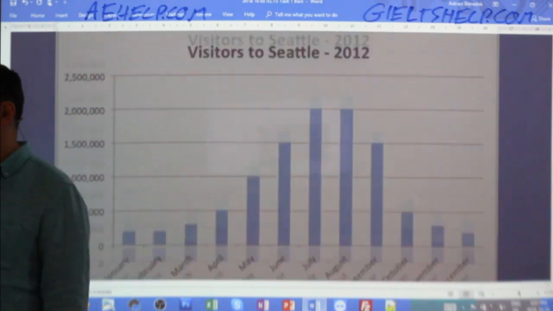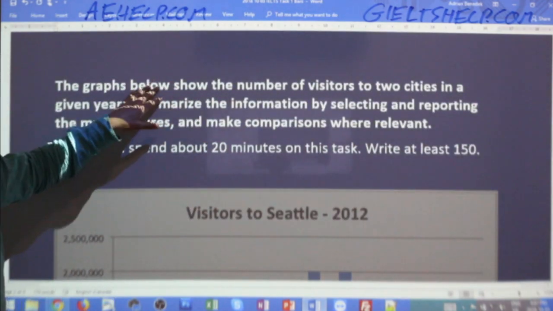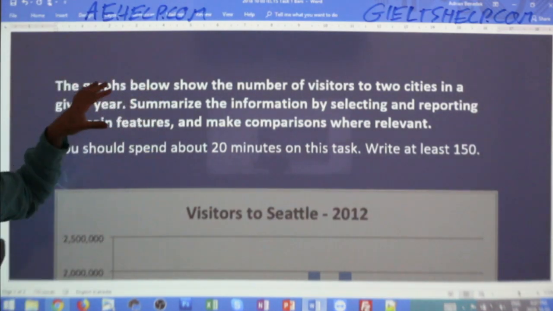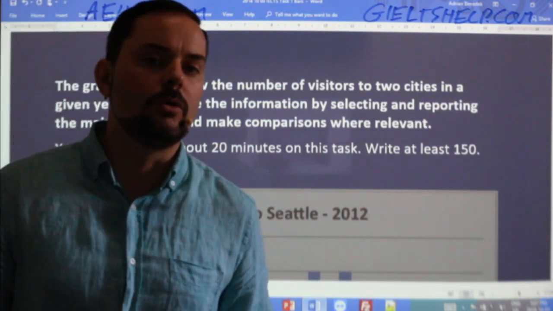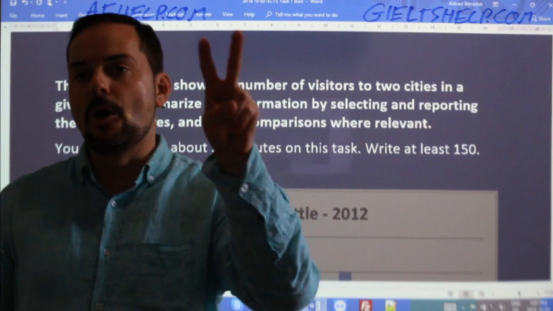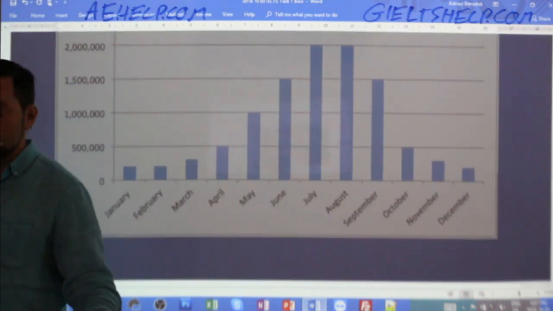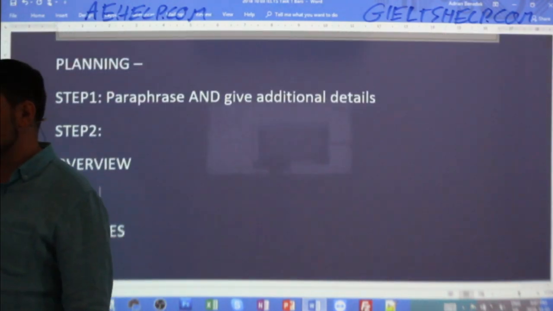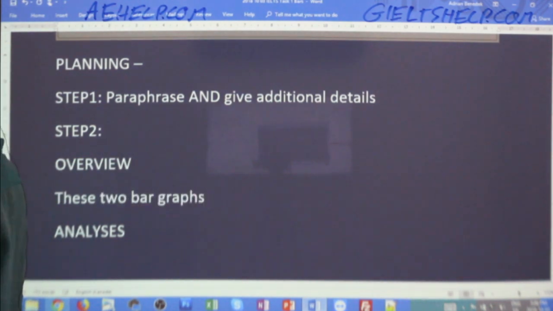The question says, the graphs below. Now don't use the word below in your paraphrase because you don't want to refer to the actual sheet. But what are we actually looking at here? Are we just simply looking at graphs? No, we're looking at 2 bar graphs, right? So immediately start with that. You see there's 1 bar graph here, and then you see that there's another bar graph here. So instead of just saying these graphs, say these 2 bar graphs, okay, or bar charts, up to you.